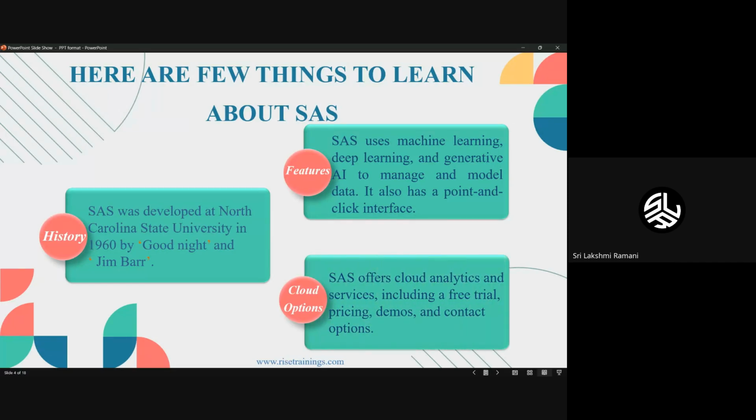And we have the cloud options also to have its storage. Okay, SAS offers cloud analytics too, and its services including free trial prices. People who are in a stage of learning SAS, the SAS Institute is providing a free interface for us to learn SAS, and also a few demo videos and contact options also.